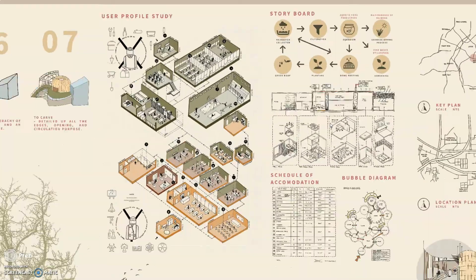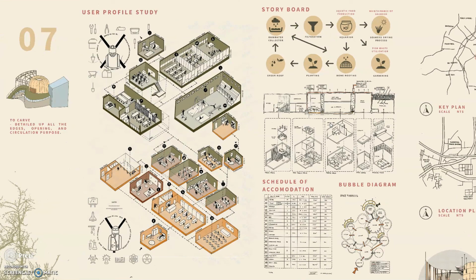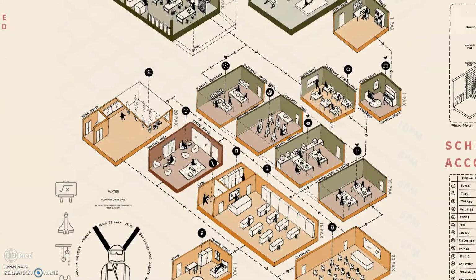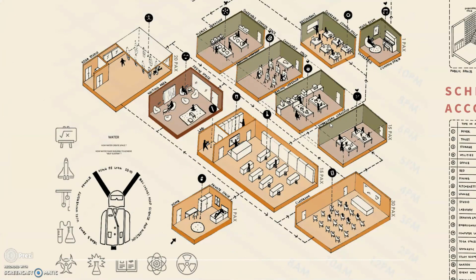Let's move forward to the user profile studies. There are 2 different courses of students, which are divided into student X and student Y. Student X is an interior architecture student and student Y is a food science student. I have studied the spatial requirements, programs, and daily timetable for each user to understand their needs.